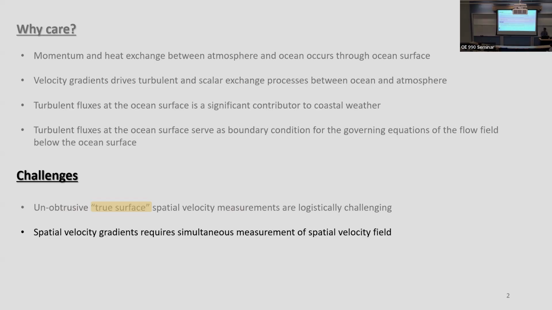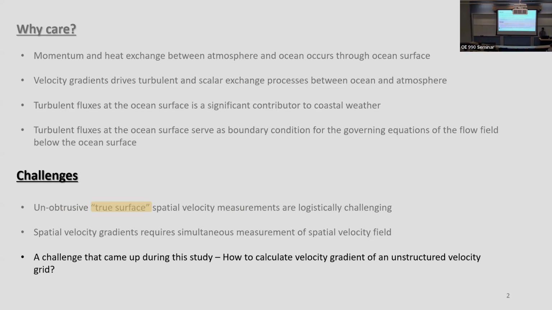Another challenge associated with these measurements is that a spatial velocity gradient requires simultaneous measurement of the spatial velocity field. So if we want to calculate del u del x, we want to know what velocity u is at a particular location and at the location right in front of it, at a delta x spacing. Now, these are the general challenges, but another challenge that we created all by ourselves is how to calculate the velocity gradient for an unstructured grid? We'll show what we mean by this in the later slides.